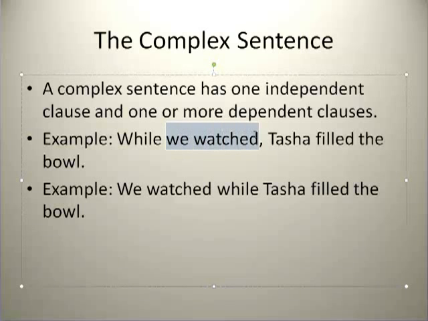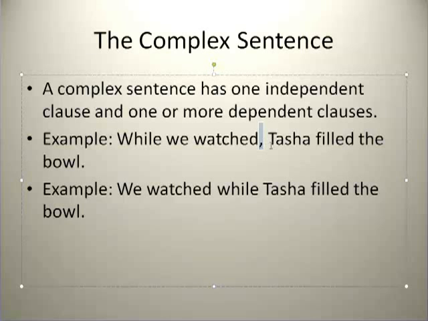We watched is our subject-verb relationship. This is a clause, but we have it beginning with the word while, which is a subordinating conjunction. So that means that the clause beginning with a subordinating conjunction will be a dependent clause. It cannot stand alone as a sentence. If we were to put a period where this comma appears, this would be a fragment.